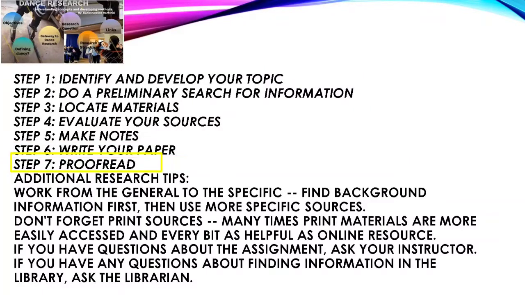And step number 7, proofread. The final step in the process of research is to proofread the paper you have created. Read through the text and check for any errors in spelling, grammar, and punctuation. Make sure that the sources you used are cited properly, and make sure the message that you want to get across to the reader has been thoroughly stated.